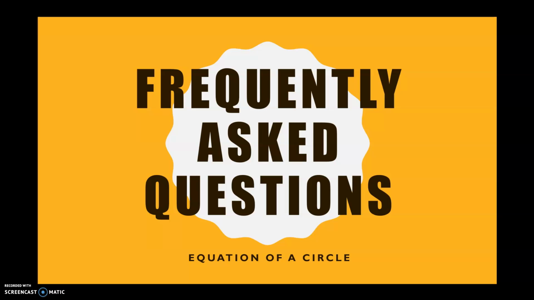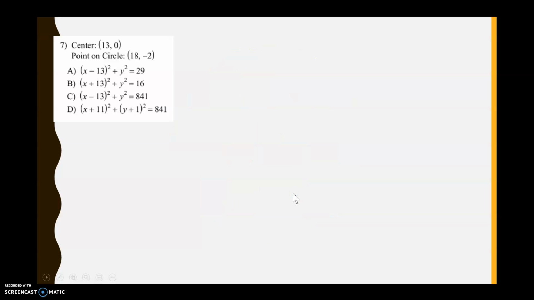Hi guys, I had two questions that were asked by more than one student. So here they are. That first one is number 7. I want to figure out the equation of this circle. They're only giving me the center and the point. So my center is going to give me the values of h, k, and my point is going to be my x, y. The equation of my circle is going to be (x − h)² + (y − k)² = r².